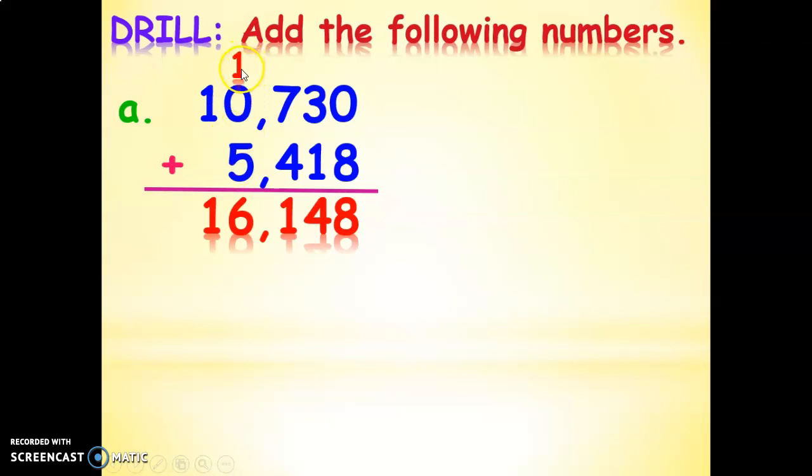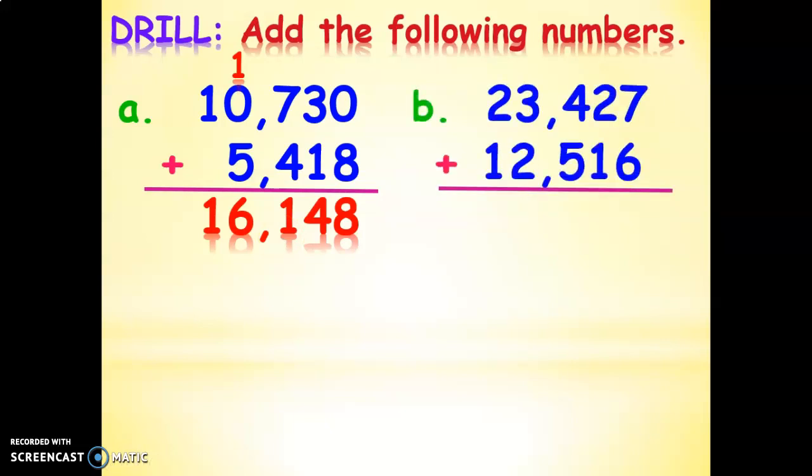Now we have to add 1, 0, and 5. The answer is 6. And then just bring down number 1. Also, don't forget to write your comma. Count 3 digits before you write your comma. Now let's see the answer for letter B.